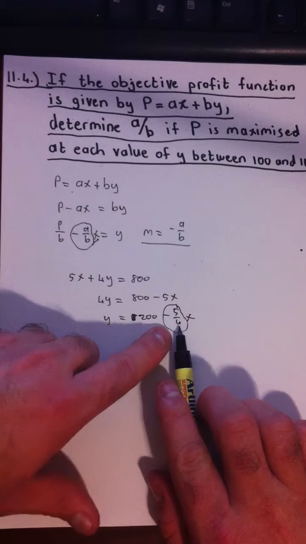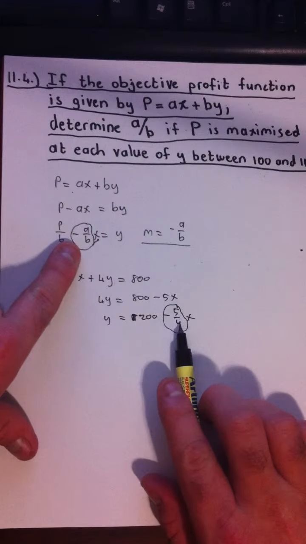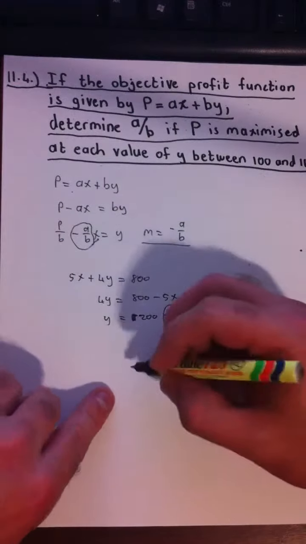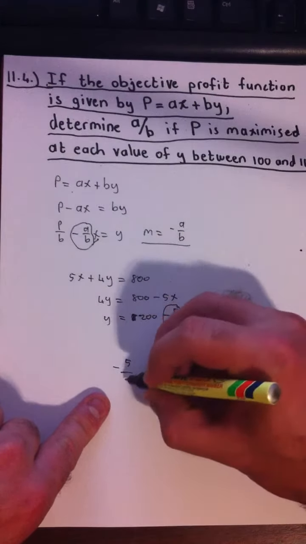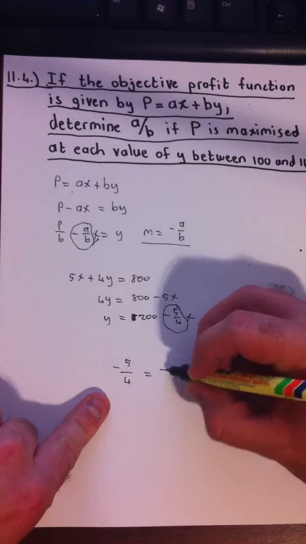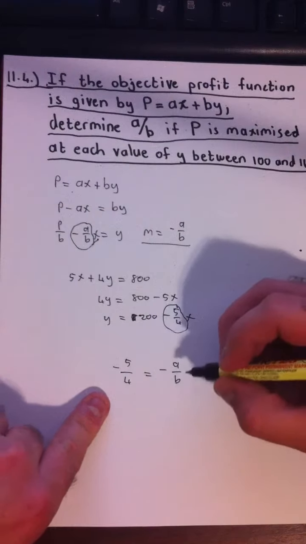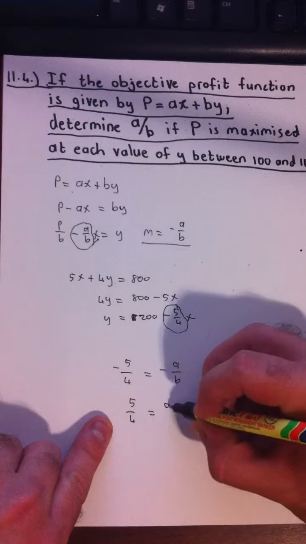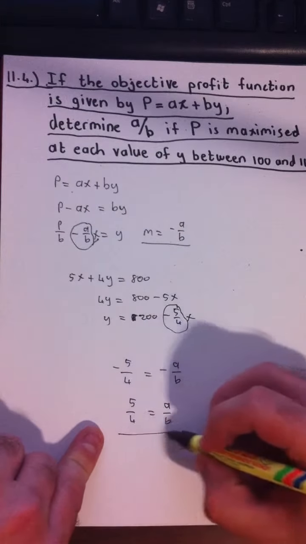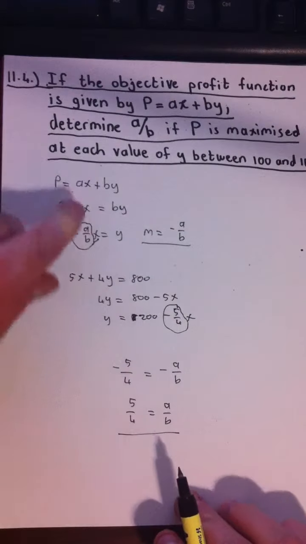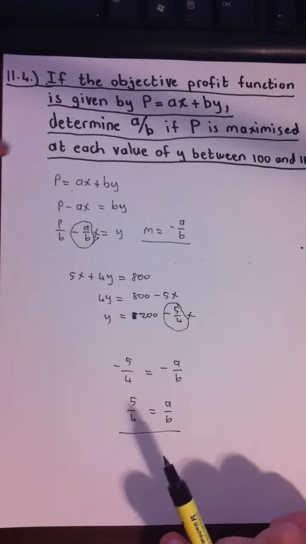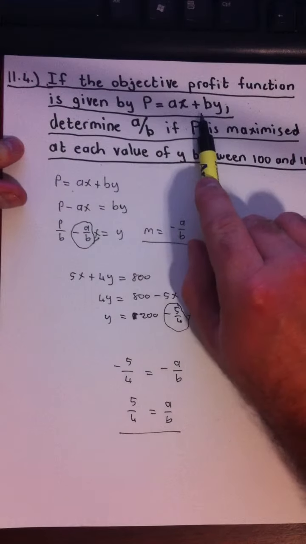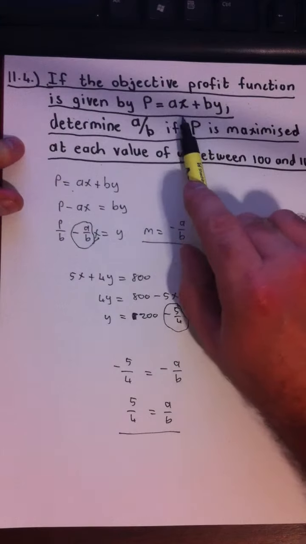So that's where it will be maximized, and according to the profit function, that's where that will be maximized. So we need to equate these two gradients. So we're going to say that negative 5 over 4 is equal to negative a over b. And therefore 5 over 4 would be equal to a over b. That's it. So in this question, it takes a bit of insight to realize what they mean by this. In this case, that's the gradient of the profit function, so that's where the profit function is maximized.